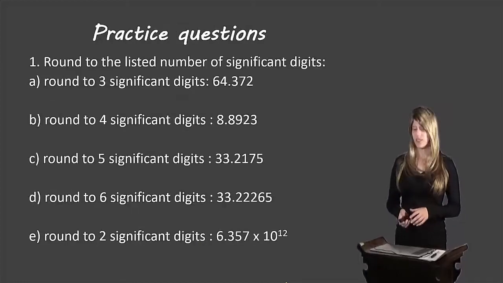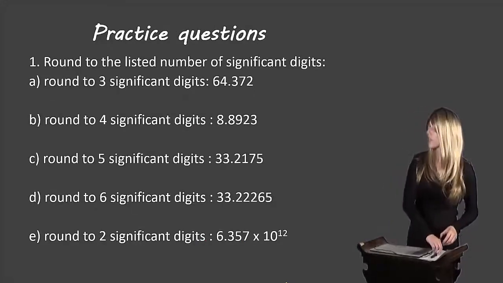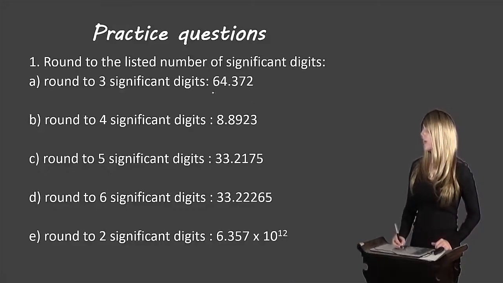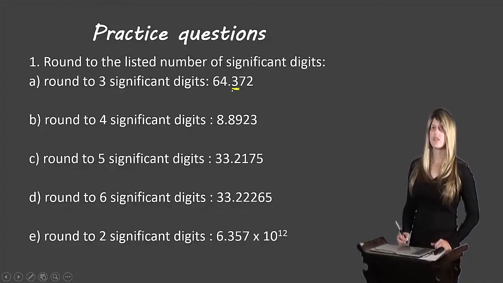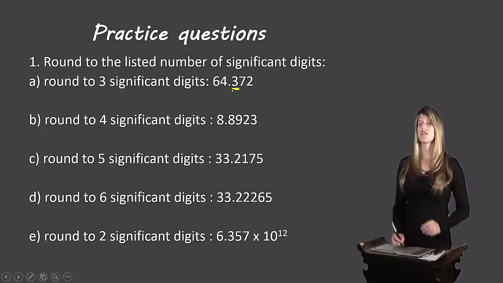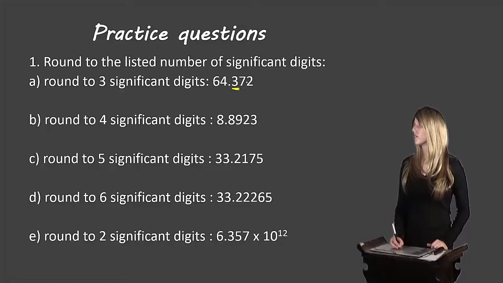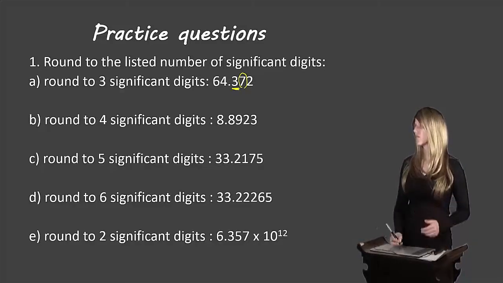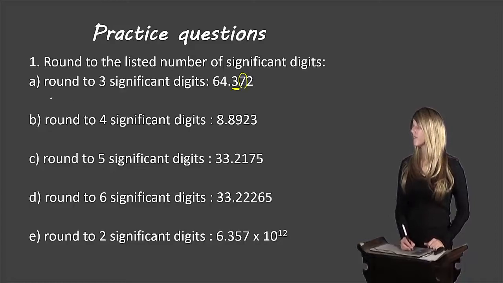So let's try a couple examples here. We want to round the first one to 3 significant digits. So we'll count here 1, 2, 3, and that 3 is our rounding digit. So we need to look to the number to the right, which is the 7. Now 7 is in the category 6 through 9, so we need to round up. So we'll end up with 64.4.